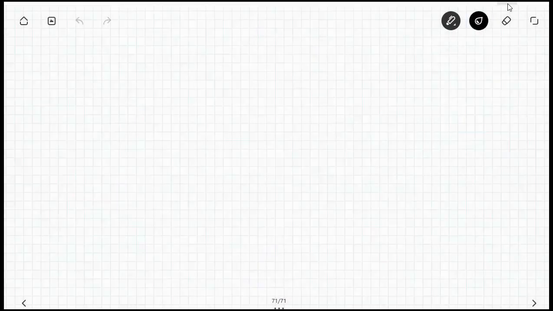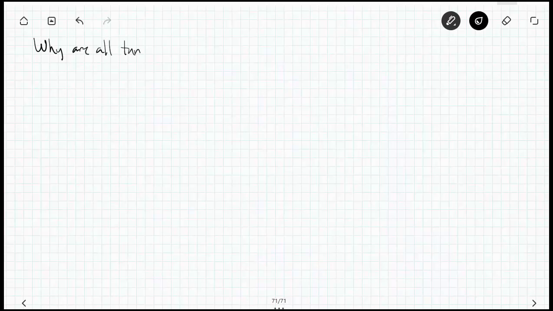Excuse me. All right. That optimization is: are all tuna fish cans the same shape?